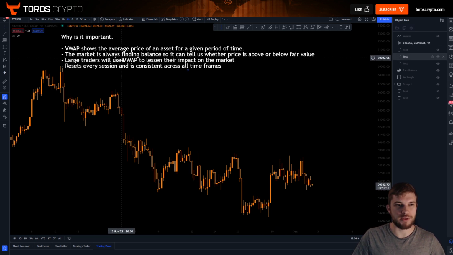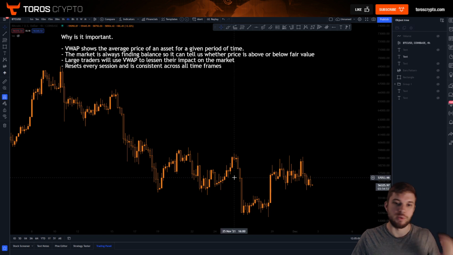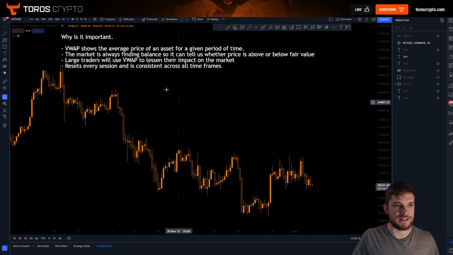Large traders will use the VWAP to lessen their impact on the market. The VWAP gives a good indication of where all that volume is centered. If it's constantly finding where the most volume is for every candle, it tells you where there's a big concentration of volume. So if you want to get in on big size, you want to get in where there's big volume in order to lessen your impact on the market. If you want to take a big long position, you can get in at VWAP and you know that there's liquidity there, there's interest there, so you'll have less of an impact on the price itself.